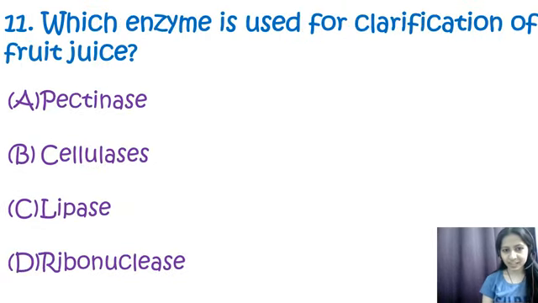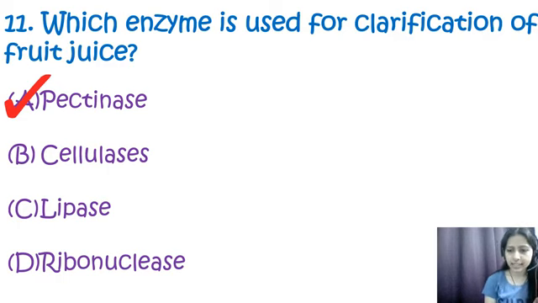So question number 11, which enzyme is used for clarification of fruit juices? So options are pectinase, cellulase, lipase and ribonuclease. So among the following, the appropriate answer is A, that is the pectinase enzyme. So the enzyme that is commonly used for the clarification of fruit juice is the pectinase enzyme.